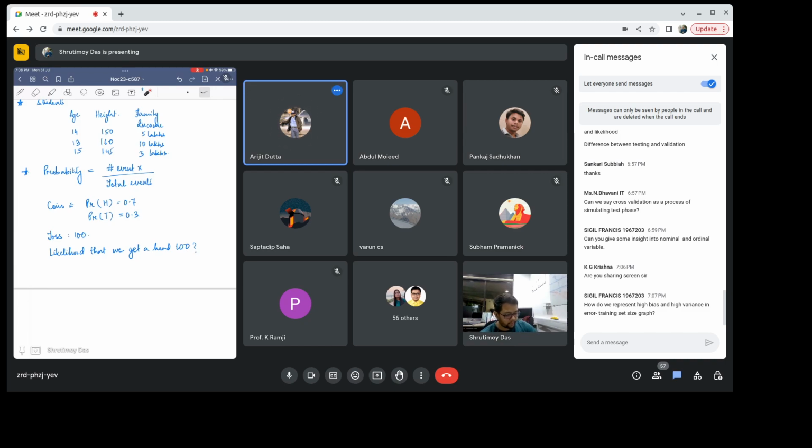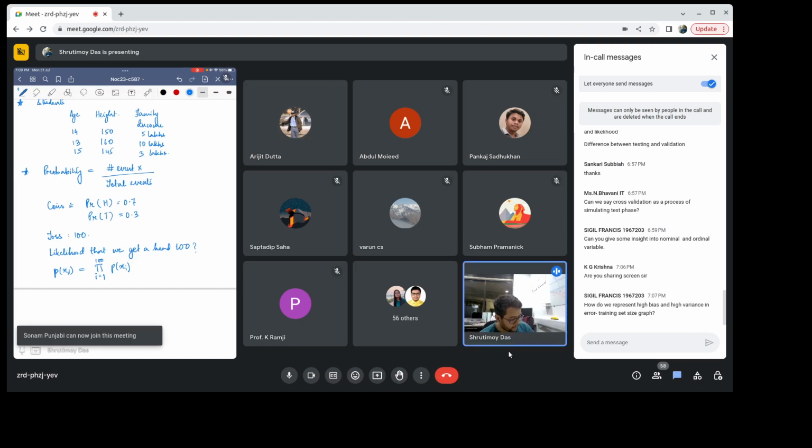So likelihood is basically, suppose we are given some distribution p of x. Likelihood is generally the product, say, i equal to 1 to 100, of p of xi. So likelihood is a product of these probabilities. No, this is a product, pi. Sigma is the summation.